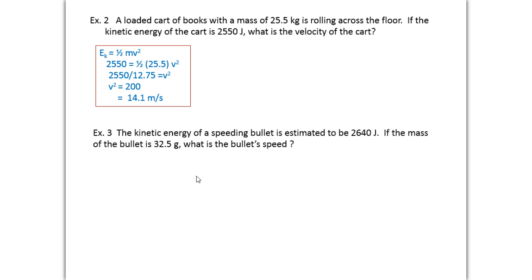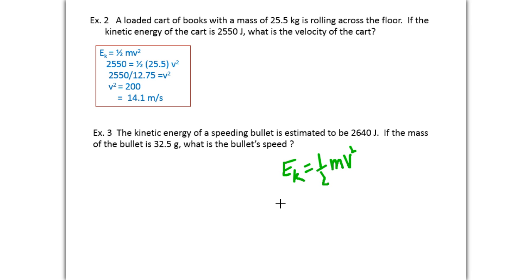The kinetic energy of a speeding bullet is estimated to be 2,640 joules. You give them the mass of the bullet, find its speed. So you give them the kinetic energy. So again, find the speed.